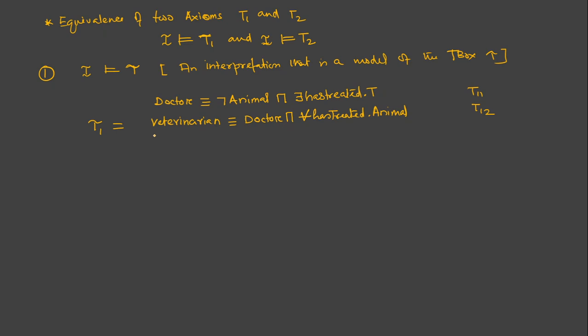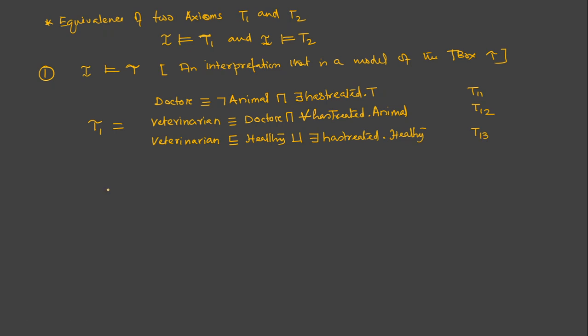And the third axiom that we have, again we are telling something about veterinarian, which is a subclass of healthy. So, veterinarian is healthy or has treated something that is healthy, right? And let us name this to be T13, right?